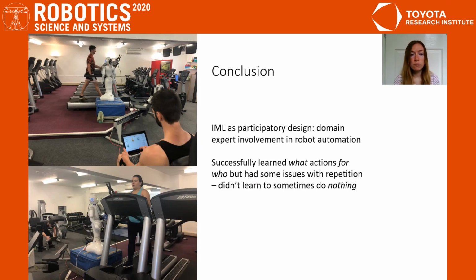So to conclude, we've shown that interactive machine learning can be a form of participatory design where you can have a domain expert involved directly in robot automation. We showed that our system successfully learned what actions for who, but we did have some issues with repetition. The robot didn't learn that sometimes it's okay to do nothing.